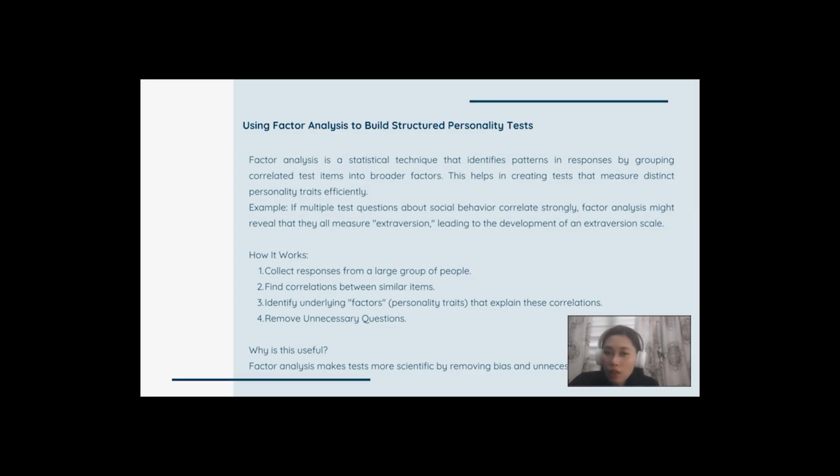In the final result, a personality test with clear factors, like the Big 5 personality traits, were discovered using factor analysis instead of hundreds of random traits. Factor analysis found that most personality traits fit into these 5 categories, which is the OCEAN: openness to experience, conscientiousness, extraversion, agreeableness, and neuroticism. Factor analysis improves test accuracy by reducing redundancy and ensuring that each test question measures a real psychological trait. So it is useful because it makes tests more scientific, removing bias and unnecessary questions.